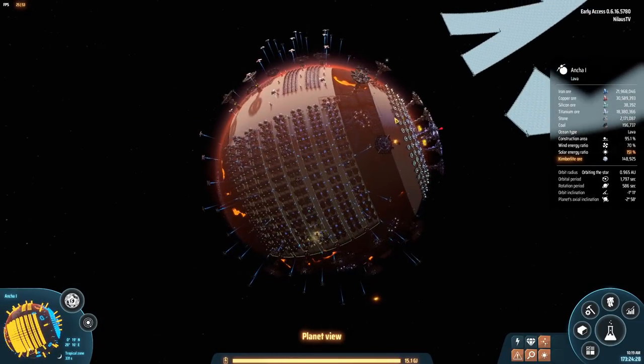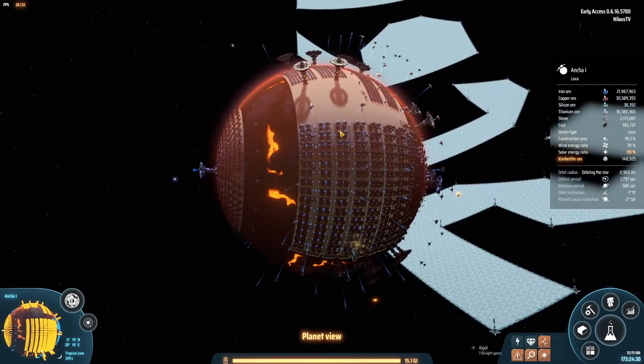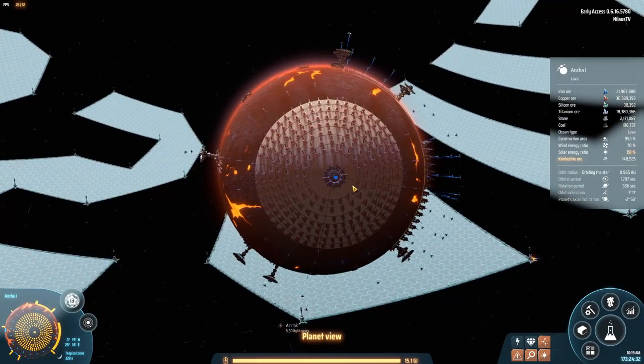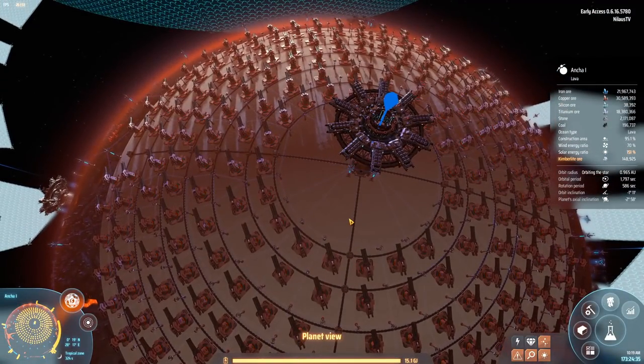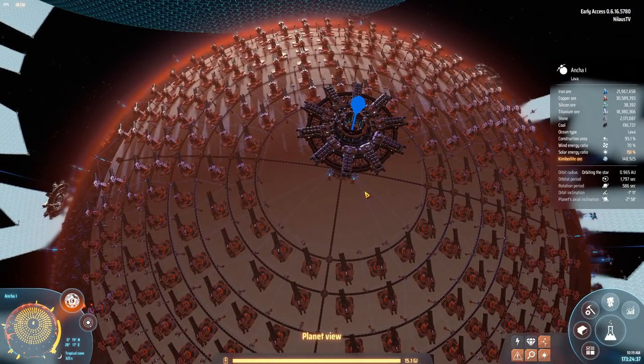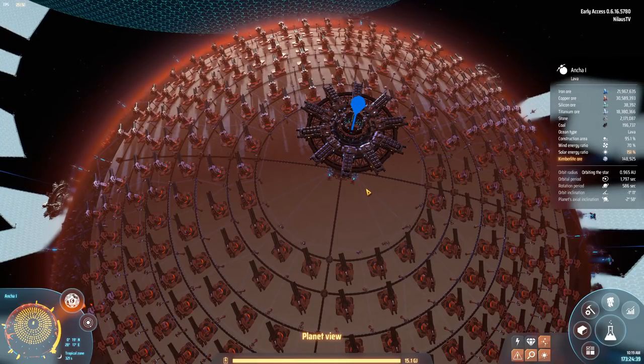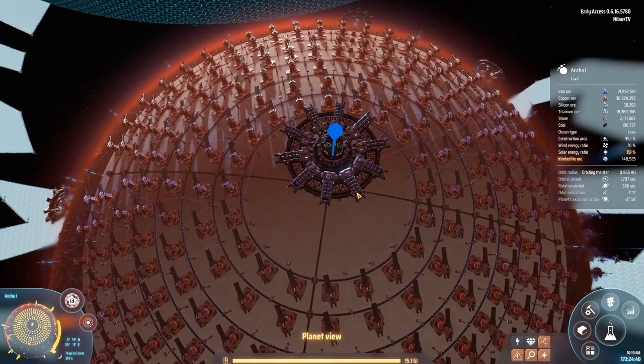I hope that this helps you with getting some kind of overview. I've also seen questions like, how do you build round? You can only build round close to the poles, so if you want to build round circles, you build it around one of the poles.